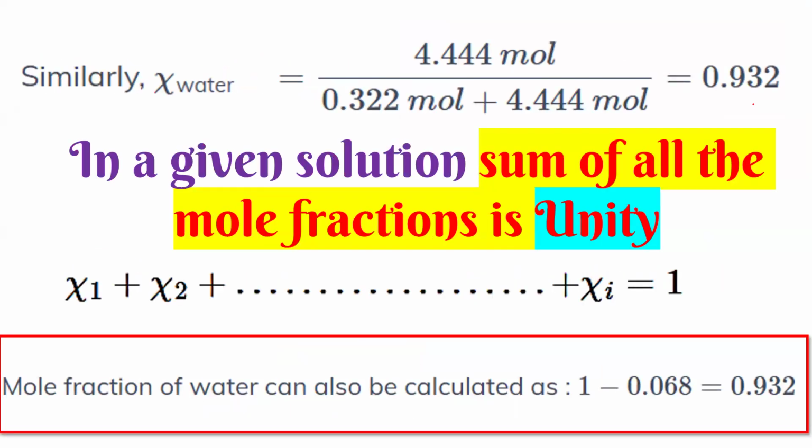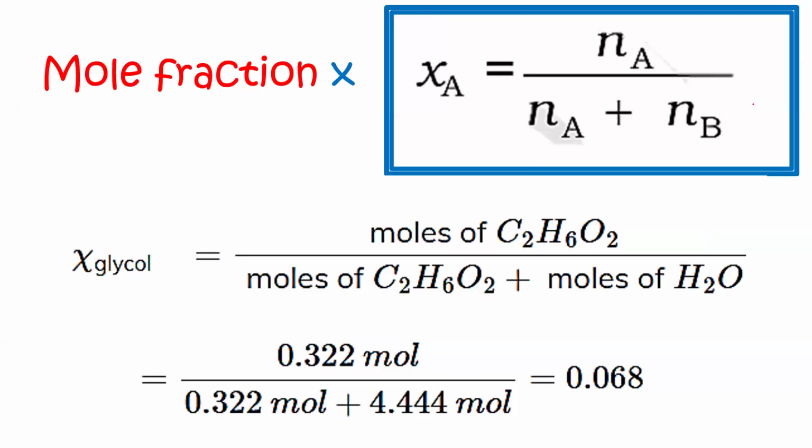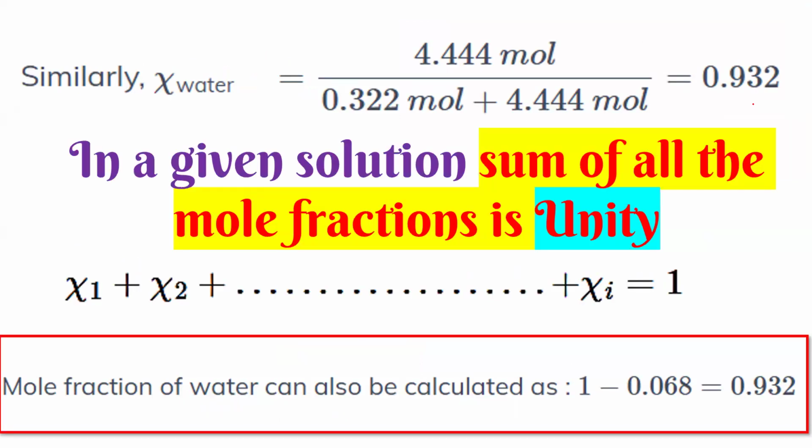And what about the water? We found the mole fraction of ethylene glycol. Water we can find in a similar way, that is Nb by Na plus Nb, or we have studied that in a given solution the sum of all the mole fractions is unity. So the mole fraction of ethylene glycol plus water will be equal to 1. So we know the ethylene glycol mole fraction.